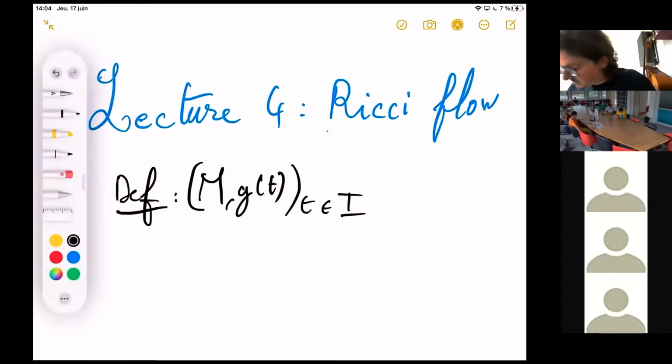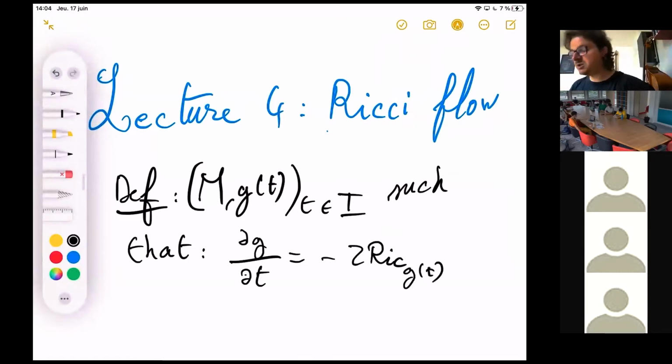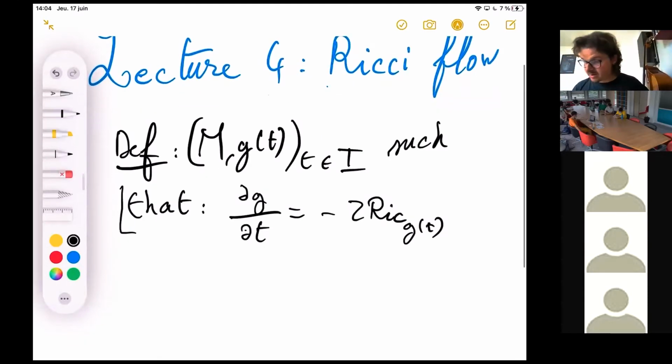So it's a one parameter family of metrics, let's say smooth, such that the derivative of g with respect to this time parameter is -2 times the Ricci curvature of g at time t. These are symmetric two tensors at each point, so at least the equation makes sense. The 2 is just a normalization factor. The minus is very important, actually.